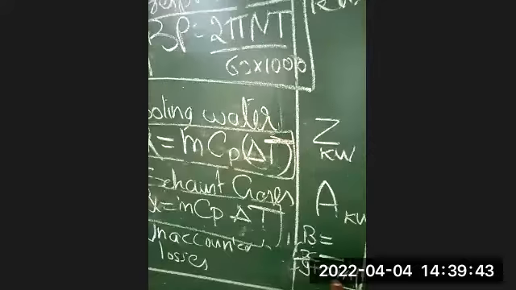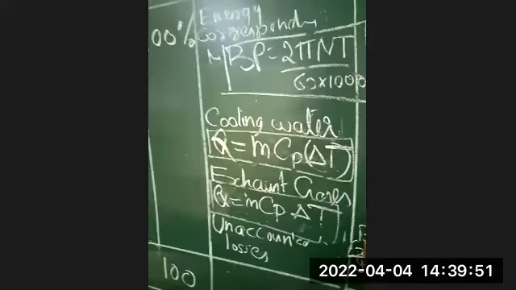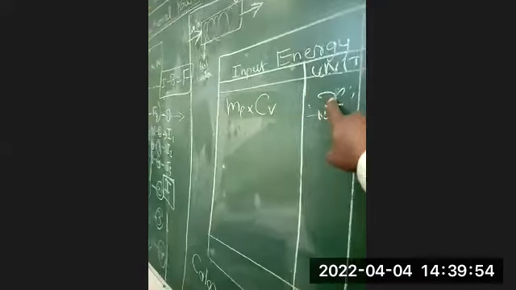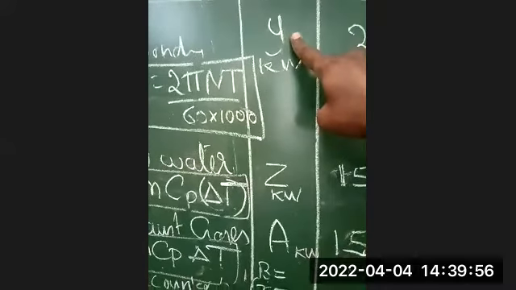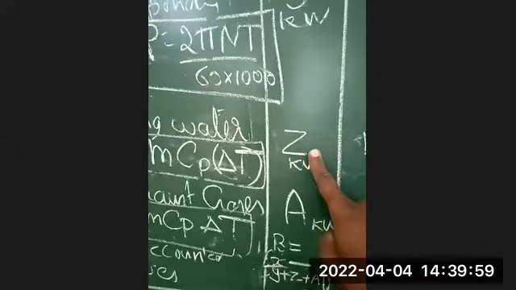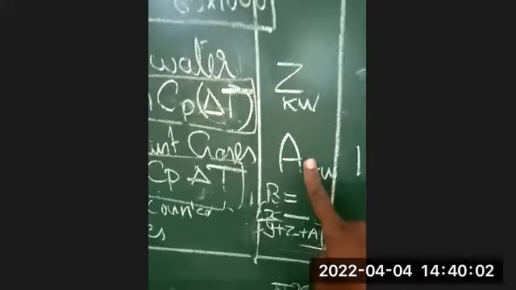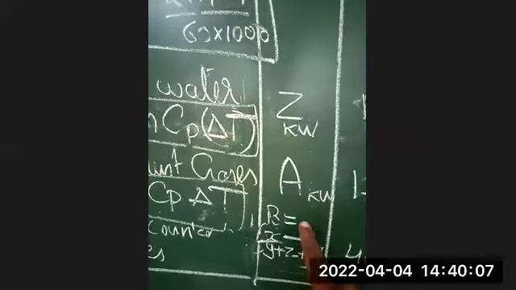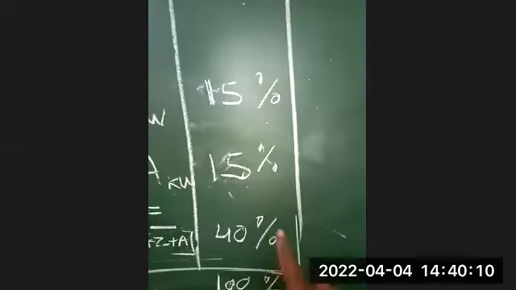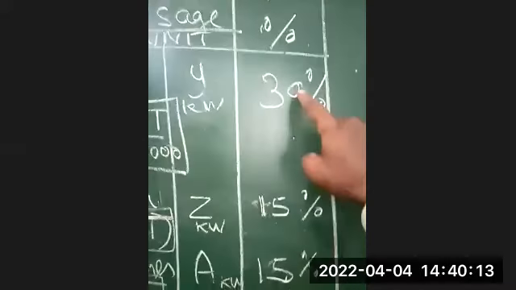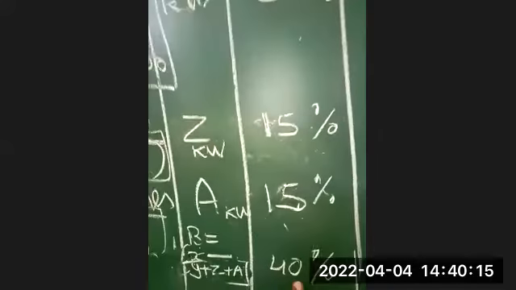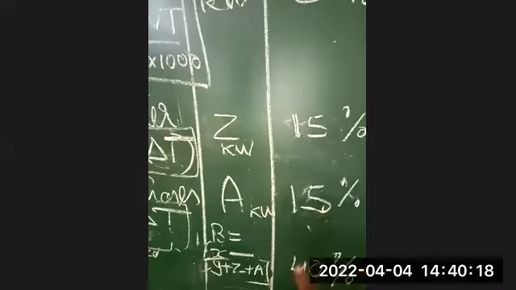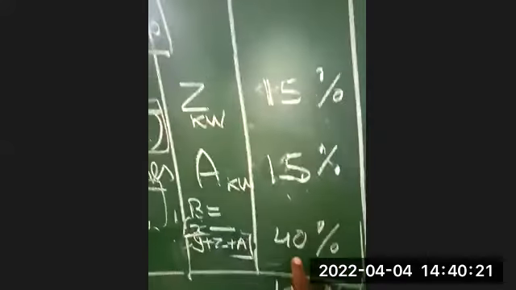And finally, we have the unaccounted losses. Unaccounted losses is equal to here X, which is B, which is equal to X: that is the energy in the fuel, minus energy that is converted into brake power, minus energy lost in the cooling water, minus energy lost in the exhaust gases. That will be your B. Suppose if we consider this as 30%, 15%, 15%, then this will become 40%. If these numbers are higher, then this will go on decreasing.